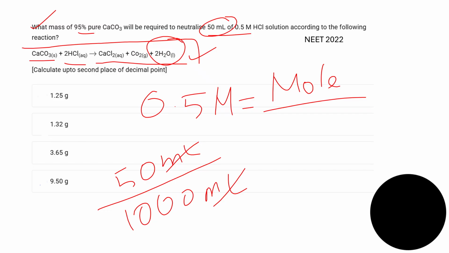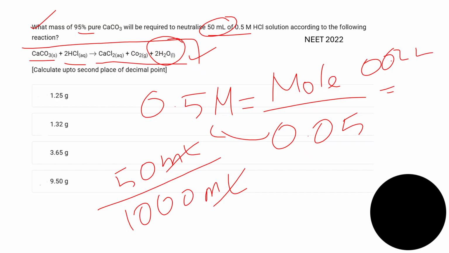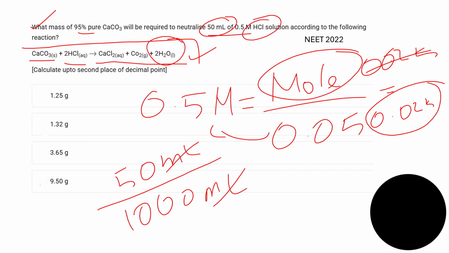This is the volume of the solvent. That's it. Okay, all right. If we put 0.5 here and multiply these two, we will get, sorry, 0.025. This much of moles in HCl. HCl contains 0.025 moles.